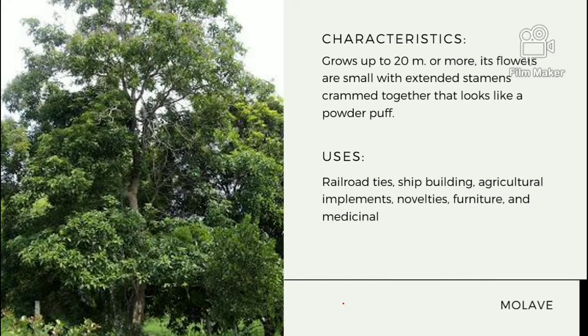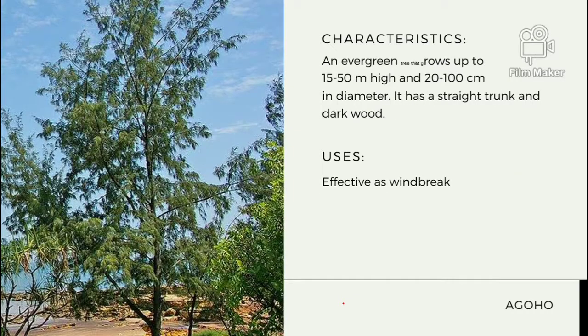Molave grows up to 20 meters or more. It has small extended stamens cramped together that look like a powder puff. The uses are for railroad ties, shipbuilding, agricultural implements, novelties, furniture, and medicinal. Agoho is an evergreen tree that grows up to 15 to 50 meters and 20 to 100 centimeters in diameter. It has a straight trunk and dark wood. It is an effective windbreaker.